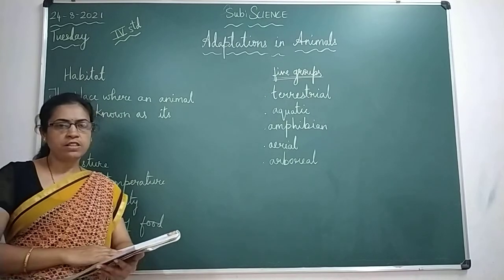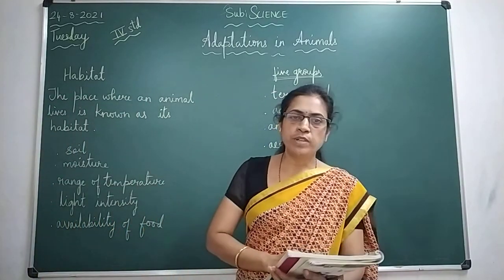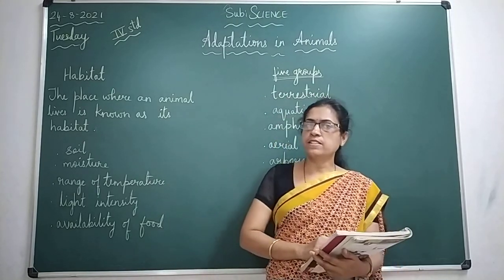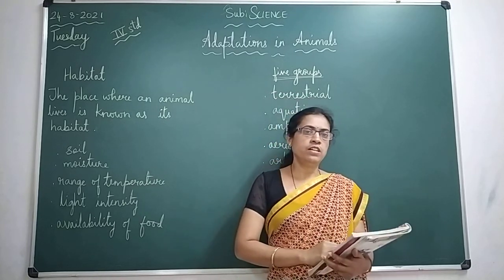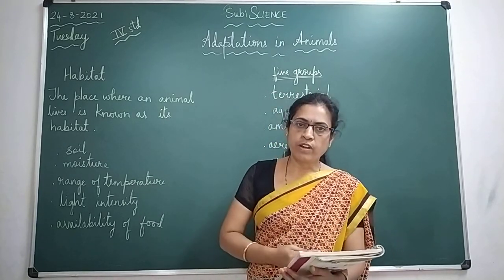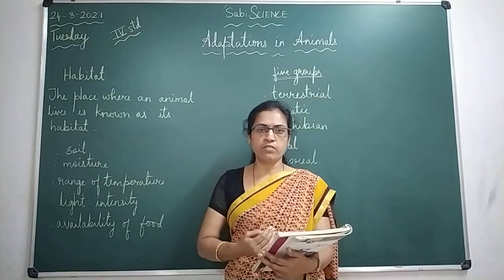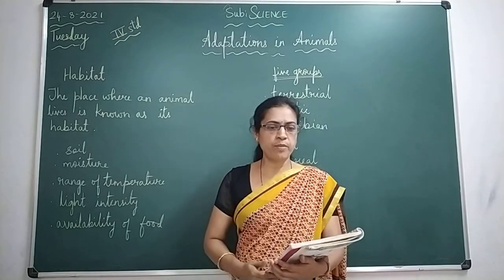So adaptations in animals. Animals develop special features which help them to survive, grow and adjust to their surroundings, and these are termed as adaptations. So children, to survive and to reproduce, animals develop special features which help them to grow, survive and adjust to their surroundings, and these are termed as adaptations.